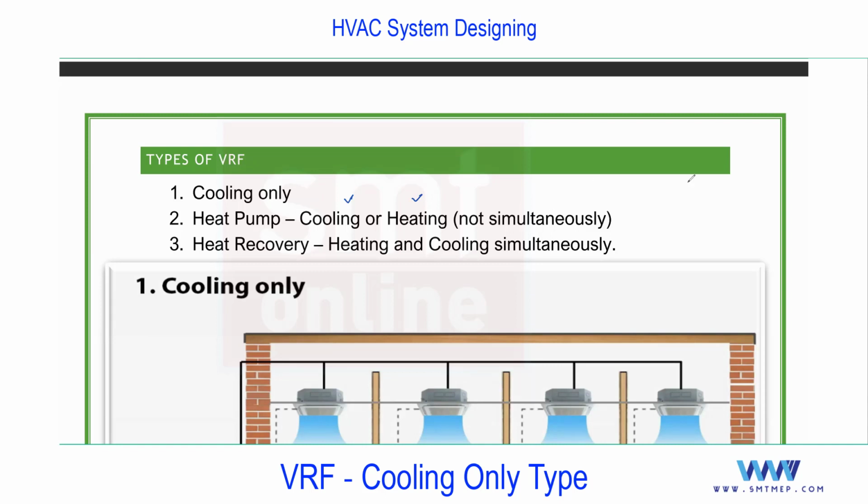For example, one outdoor is connected to 10 indoors. So all 10 indoors we can call for only cooling, or all 10 indoors we can call for only heating, not partly cooling, partly heating. For example, in summer we are using all indoors for cooling. In winter we are using all indoors for heating. This is heat pump, but how exactly? We have the detail with the line diagram.